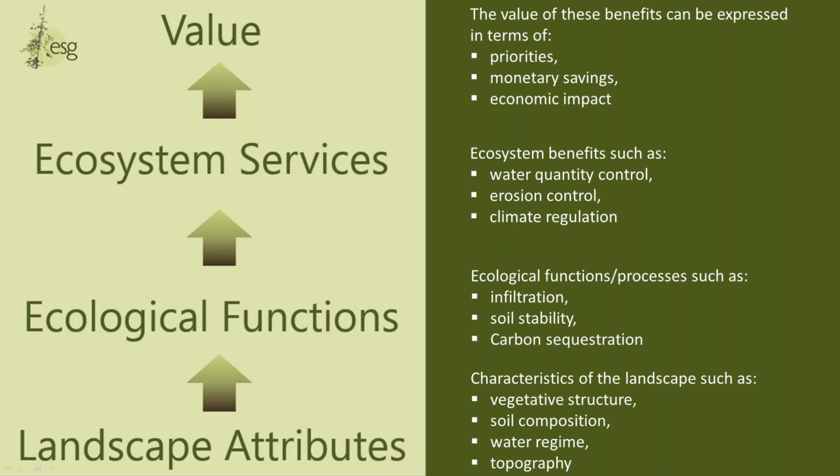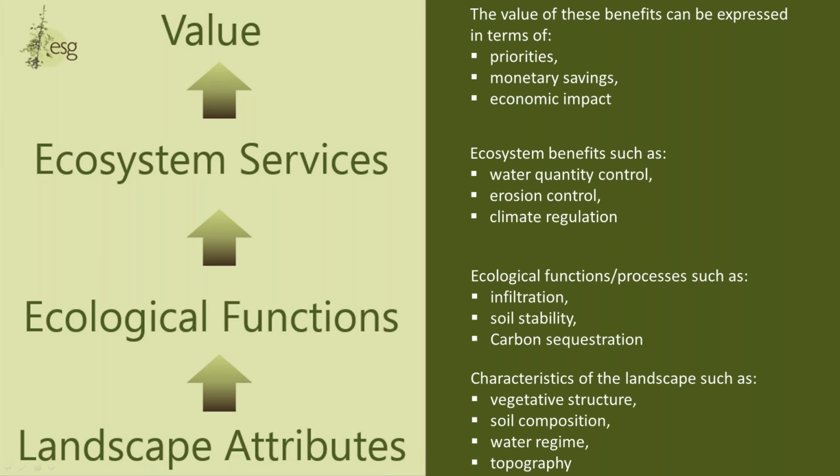And how it's structured is basically what you see here with this cascade. We have two tiers of modeling, one that shows how ecological functions come together to create these benefits that the landscape provides that we then quantify. And then a second tier of modeling that looks at how the landscape attributes, vegetative structure, soil composition, water regime, topography, things of that sort, come together to really enable those ecological functions to be performed. So we have two tiers of modeling.